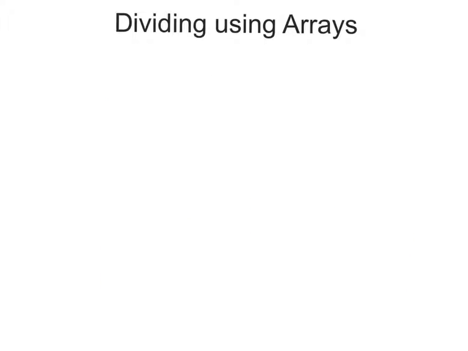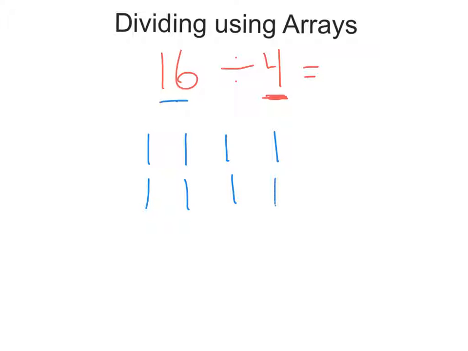Now if you have a question like 16 divided by 4, I'm going to make groups of 4 for my array until I reach 16. This is what it will look like. 1, 2, 3, up to 16. There we have it. And now to show dividing using the array, this is what we do.